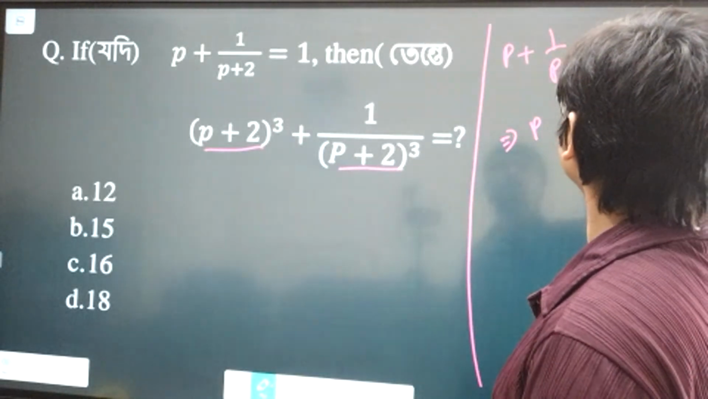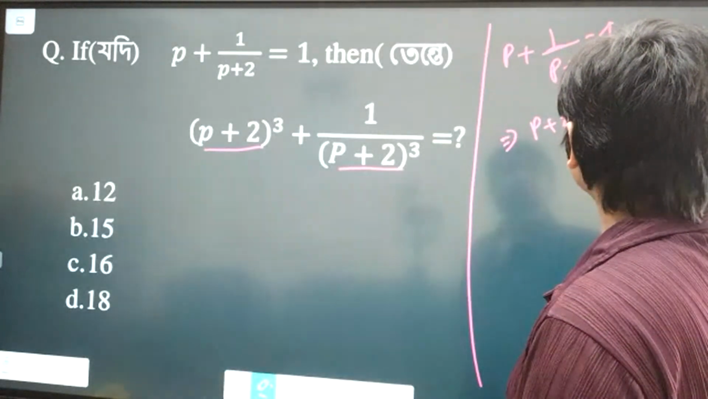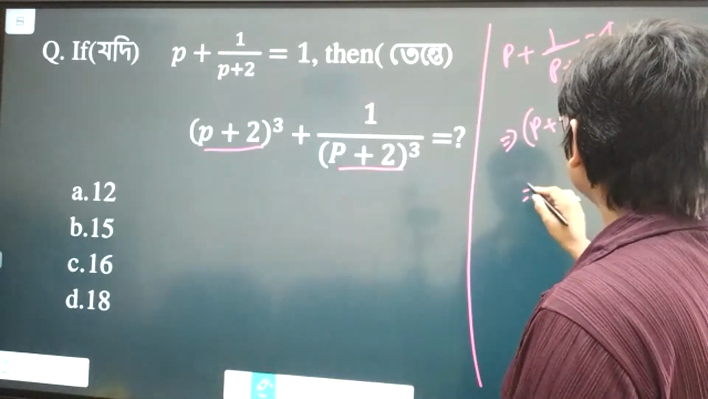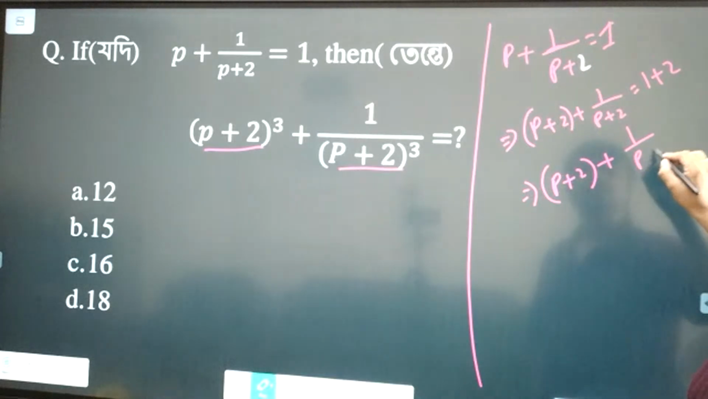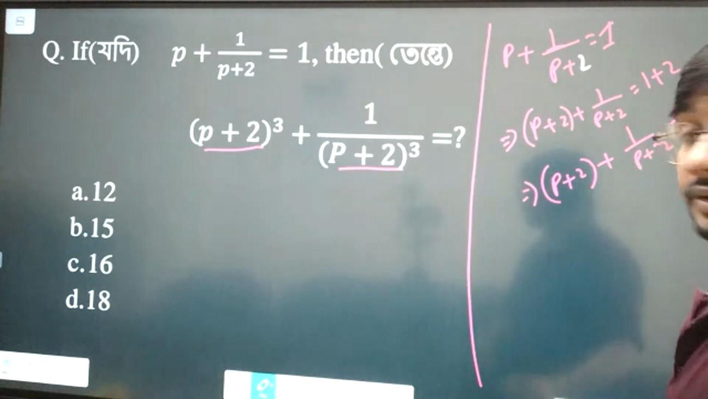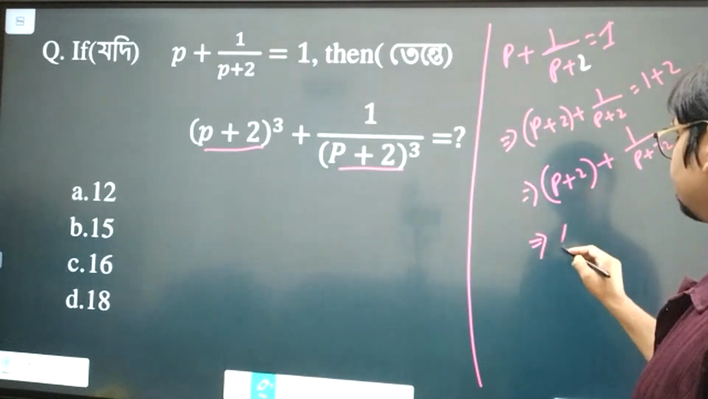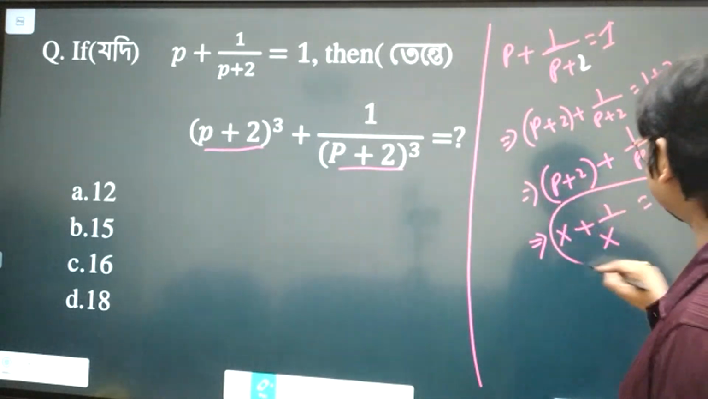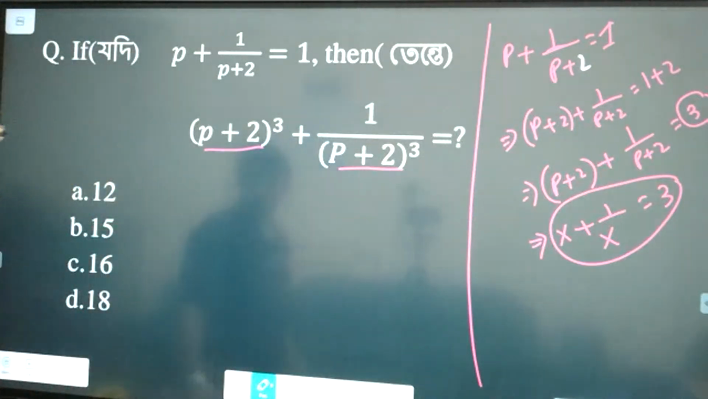Here 2, right? So you just add 2 on both sides, p plus 2. So here will be 1 plus 2. So finally what we get, p plus 2 plus 1 upon p plus 2 is equal to 3. So finally, if we form here x, this will be x plus 1 upon x equal to 3. That means x plus 1 upon x equal to k form, right? D will be the correct option.